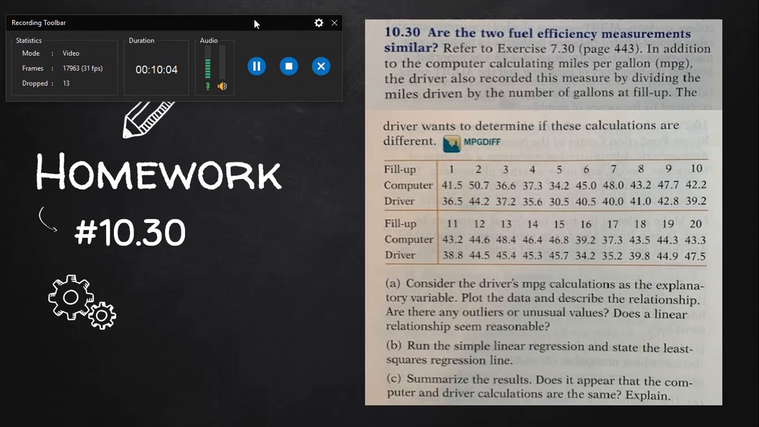All right, that sums it up for today. The assignment that goes with this particular lesson is 10.30. I did scan it in case you don't have your book at home. I've also sent you an email with this data. If it's easier for you to import the data, you can do so.